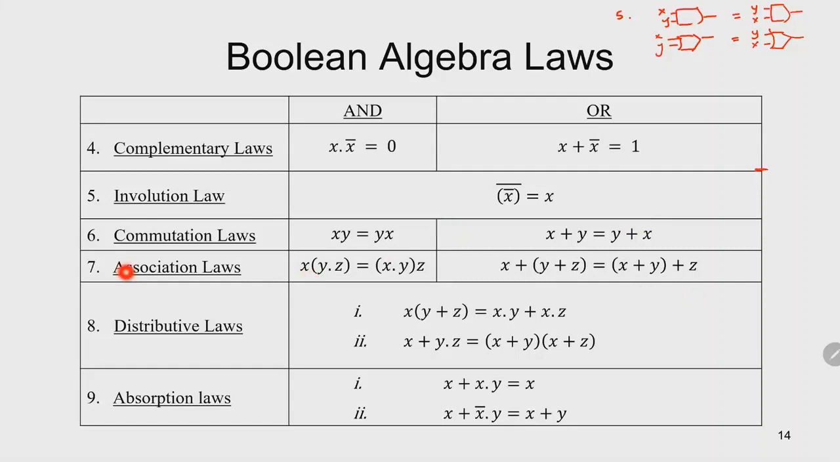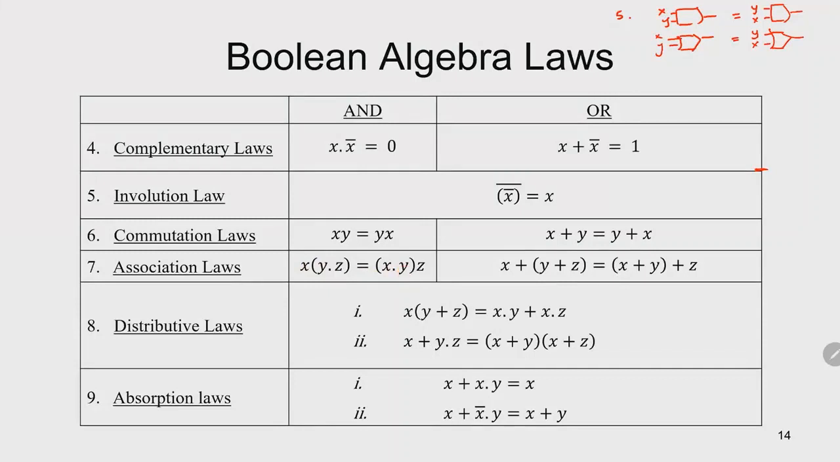And then the seventh one is called association. Again, this is the same as your normal algebra, multiplications. It doesn't matter where I bracket my two variables, it is the same. Same thing for OR operations. So I can do y AND with z, then AND with x, which is the same as if I AND x with y first, then z.